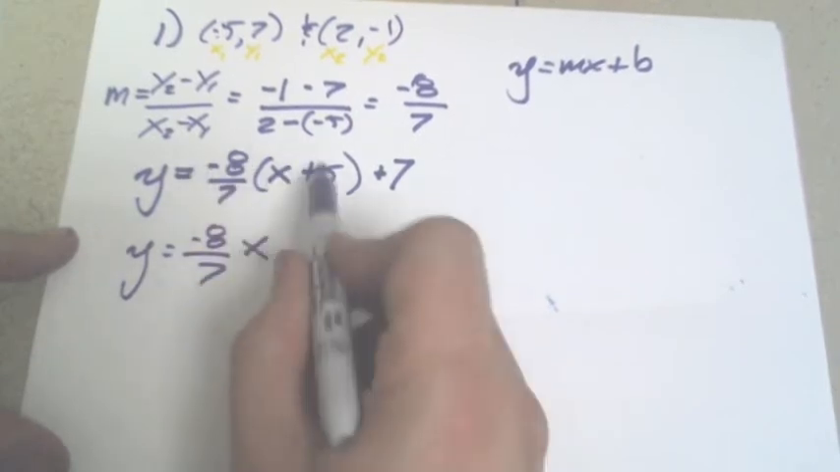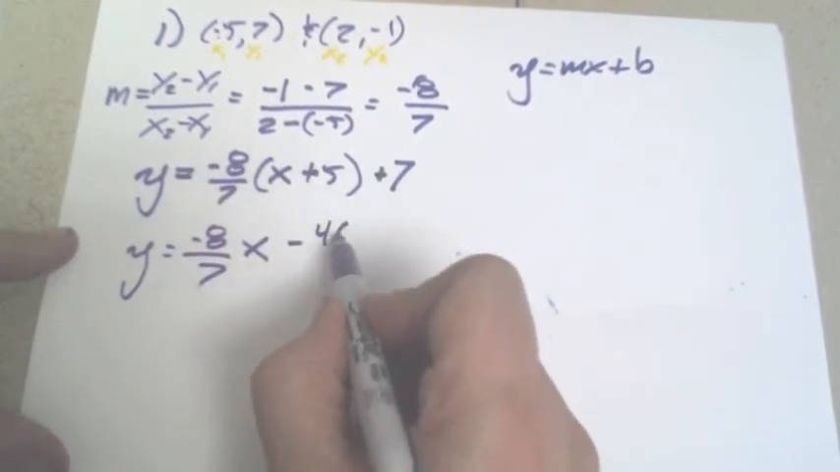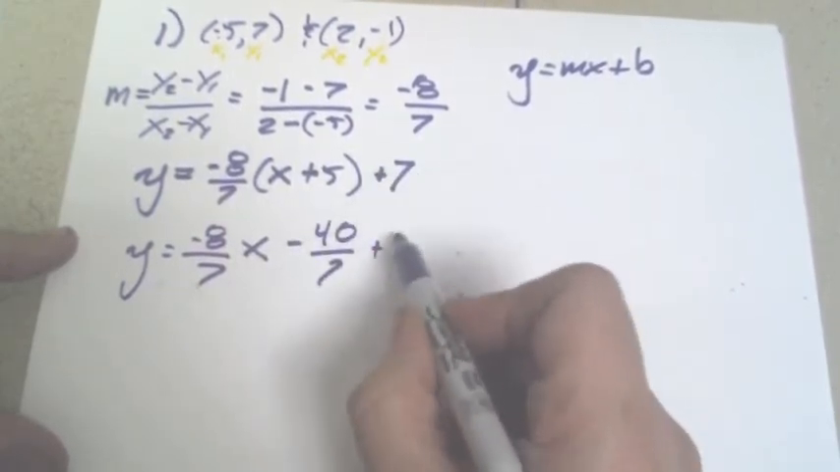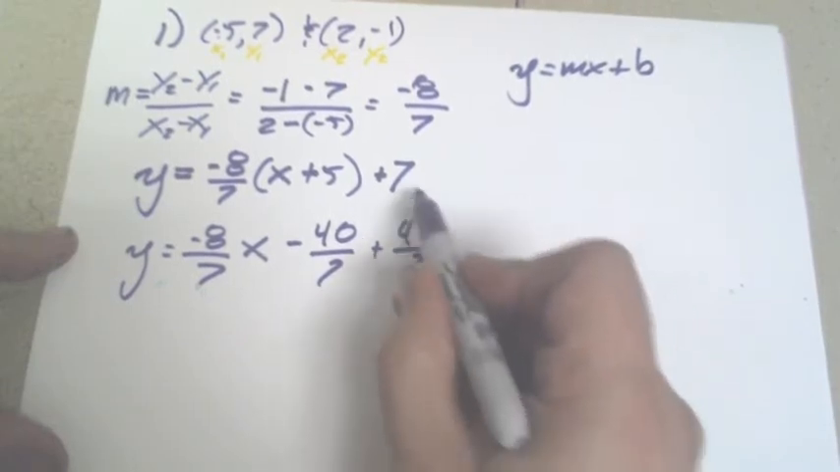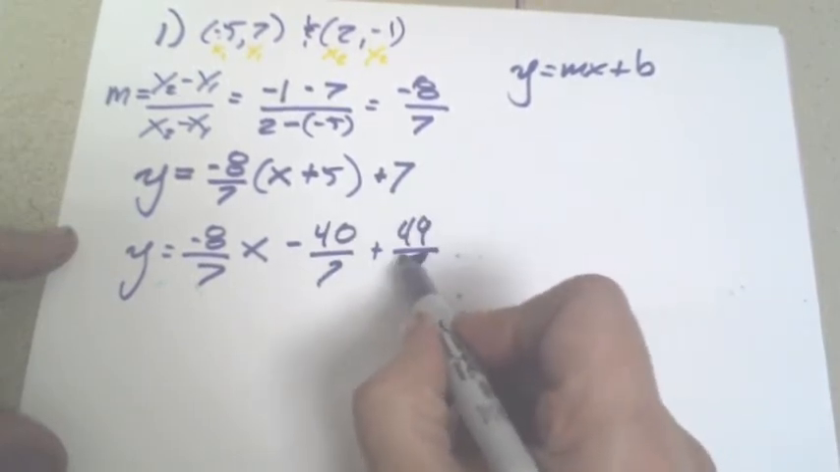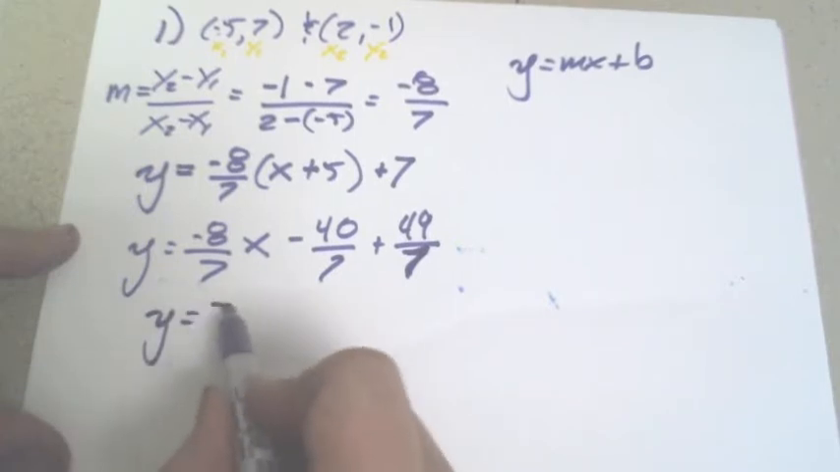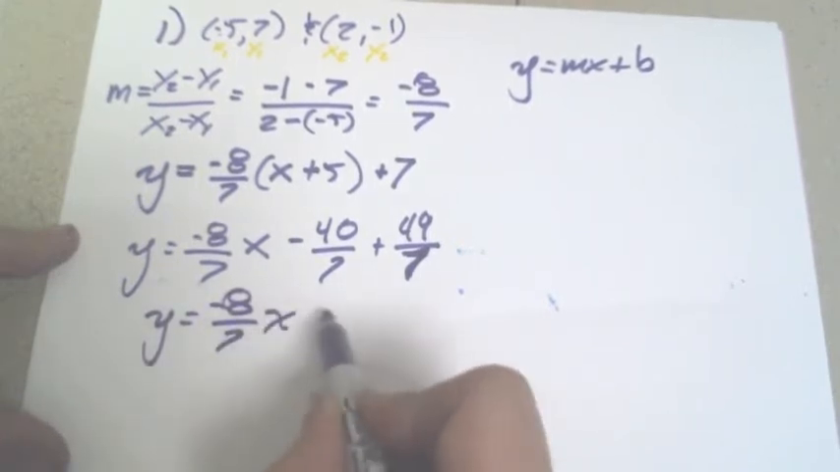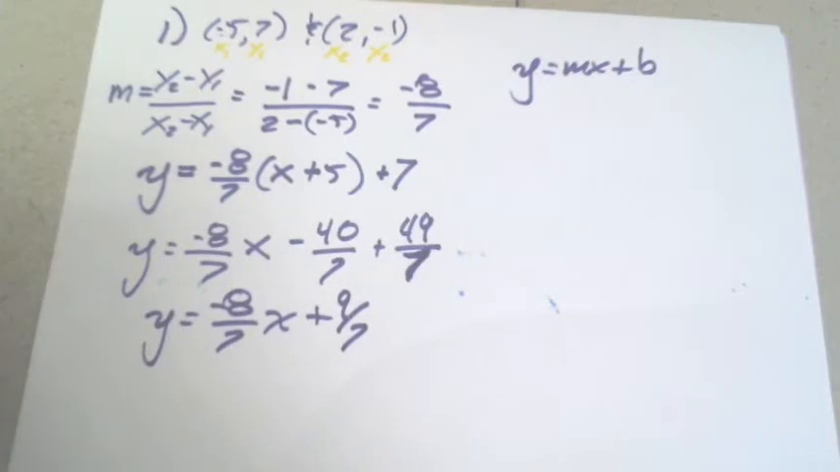So distribute the -8/7. We get what? -40/7 plus 7 is 9/7 when you get common denominators. So y equals -8/7 x plus 9/7.